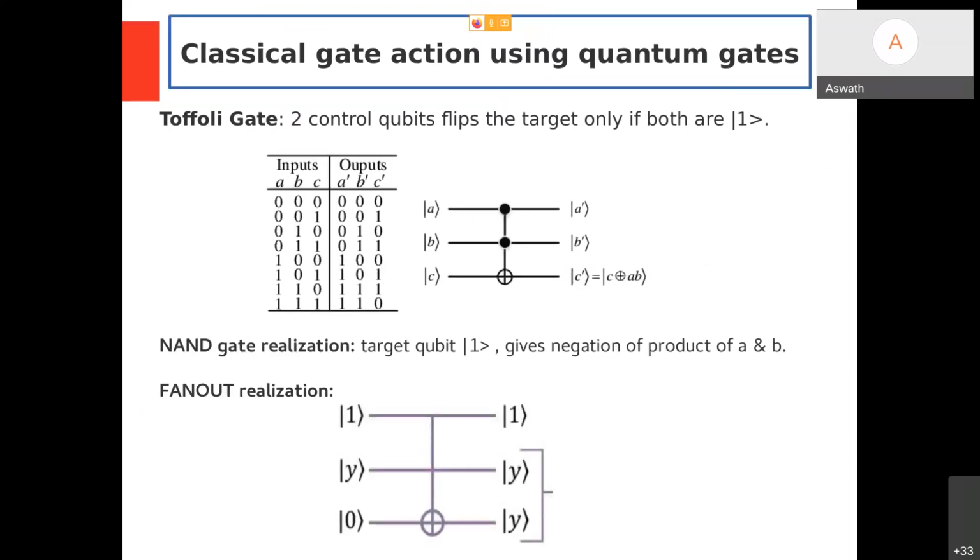Okay, so classical gate operations could also be realized with quantum gates. Beautiful. Okay, what are those quantum gates which can mimic classical operations? There is the Toffoli gate.